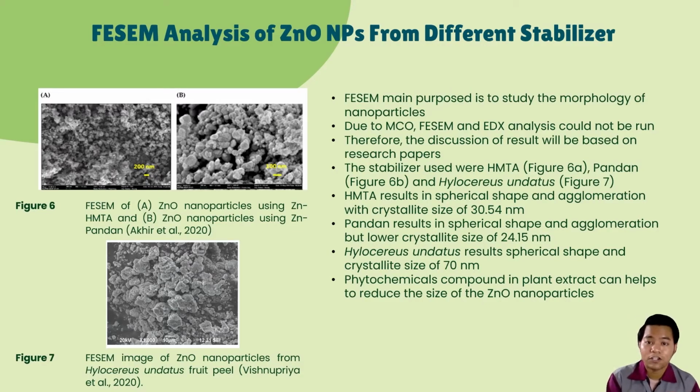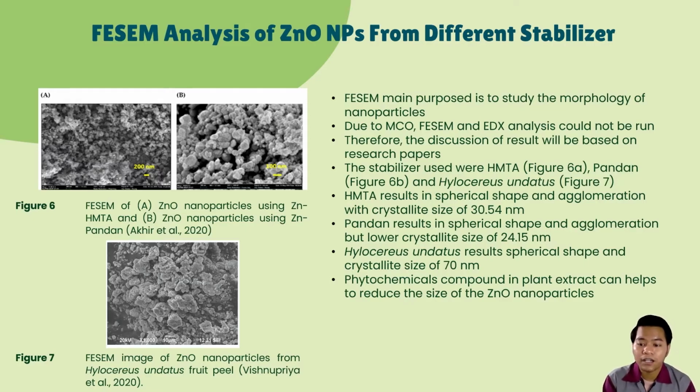Next is the FESEM analysis of zinc oxide nanoparticles from different stabilizers. FESEM's main purpose is to study the morphology of nanoparticles, but due to the MCO, FESEM and EDX analysis could not be run. Therefore, the discussion of results will be based on research papers. From figures 6 and 7, the stabilizers used were HMTA, Pandan extract, and Hylocereus undatus. When Ake et al., 2020 used HMTA, the zinc oxide resulted in spherical shape and agglomeration with a crystallite size of 30.54 nanometer, while using Pandan, it resulted in spherical shape and agglomeration but a lower crystallite size of 24.15.